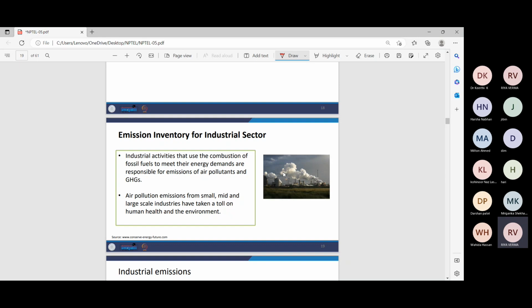Ultimately, if the amount of emissions generated from these industries is huge, then definitely it is going to have an impact on your health and also the environment, because these pollutants don't disperse so easily. They tend to accumulate in the environment, increase their concentration, and then ultimately we as humans have to face the consequences.